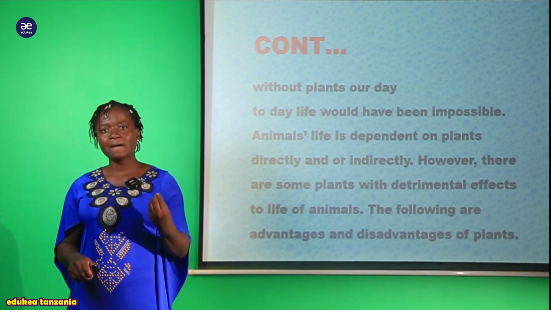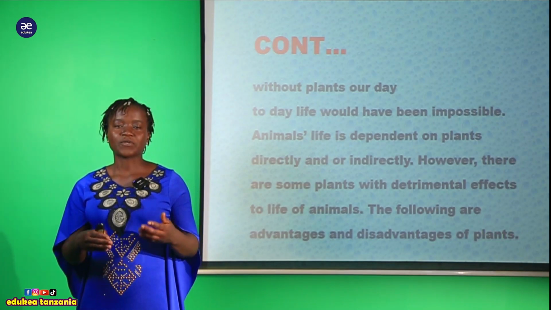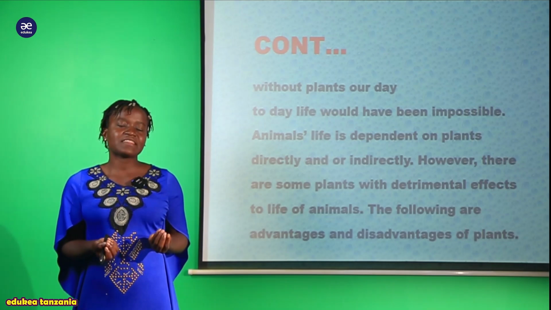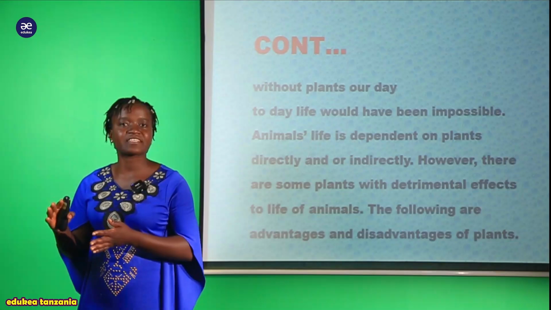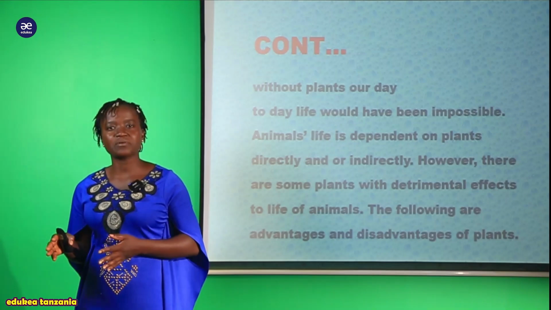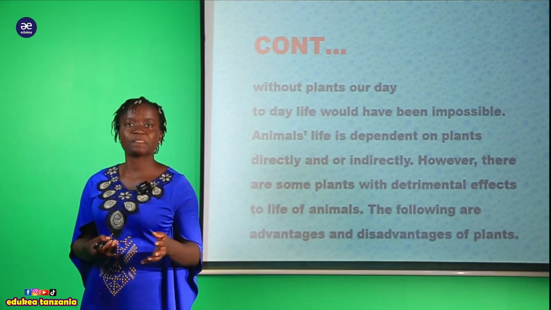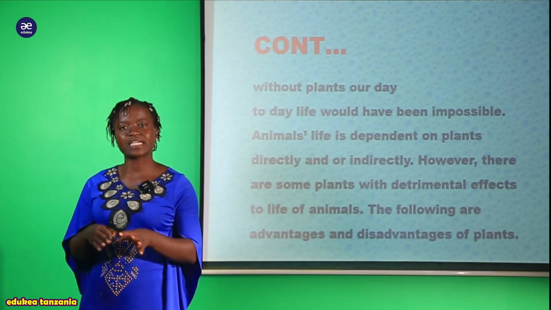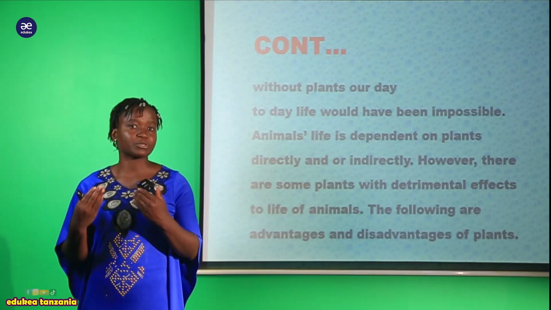Kwa sababu hawa plant ndio ambao sasa wanaproduce food. Wanaproduce food kwa maana kwamba they have a tendency of making their own food. While they are making their own food, they produce food for other organisms. For example, animals, different kinds of animals. They depend on food from the plant. So without plant within the land or within the earth, life could not occur.